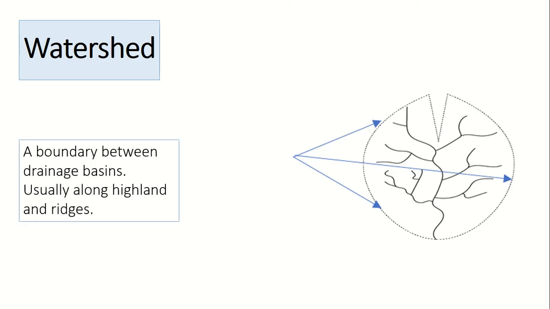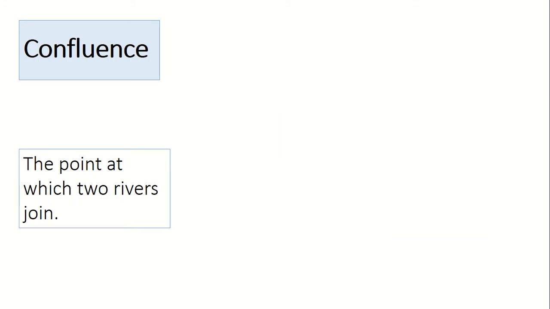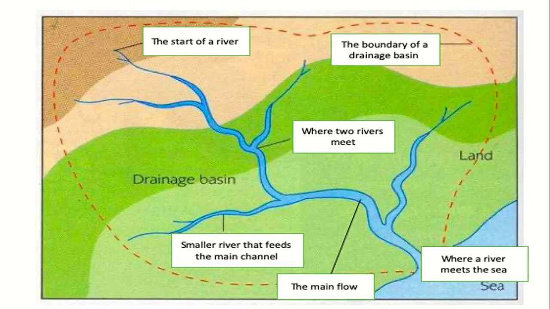Our penultimate key term is something called a watershed. Now, if we go back to our very first diagram, I showed you this idea of a satellite image. So this little dotted line here is the boundary of a drainage basin. So what it's saying is that for this river, all the water is contained within this boundary. There would be, for example, another drainage basin outside of this boundary.